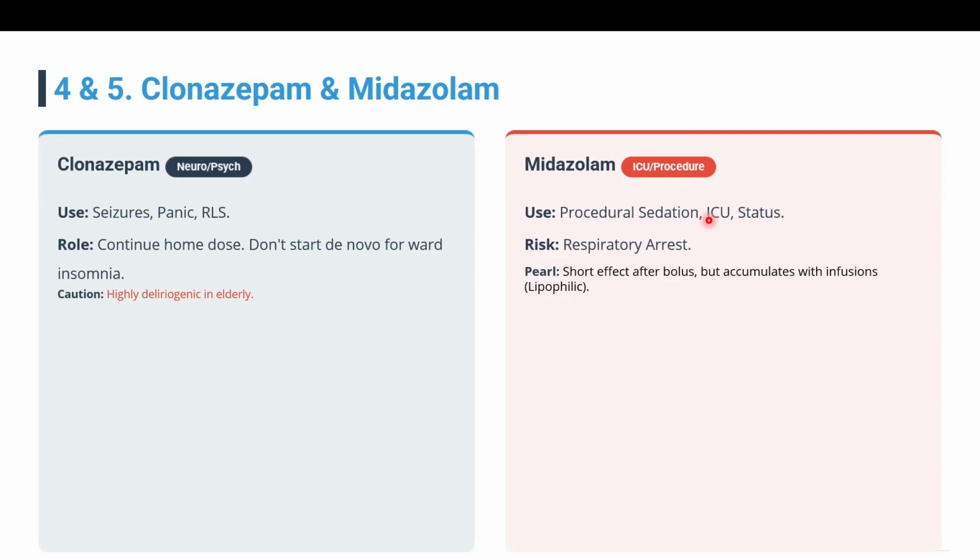This drug is mainly for ICU usage and ICU territory. Should not run these without full monitoring and protocol. Because it is very lipophilic, it redistributes fast. It has a short clinical effect after small boluses, but accumulates within infusions, especially in obesity and organ failure patients. So high risk of respiratory arrest if used casually on the wards. As a general physician, you will more often inherit midazolam infusions in ICU or endoscopy than start them yourself. So treat it like a mini propofol in terms of respect and monitoring.